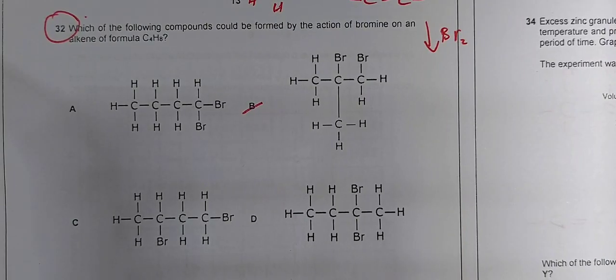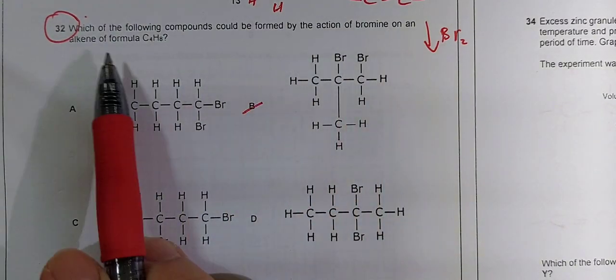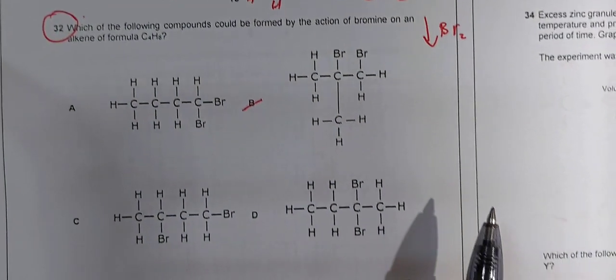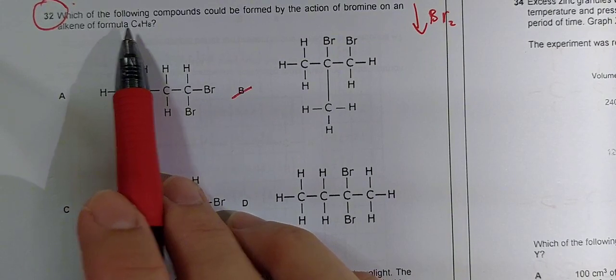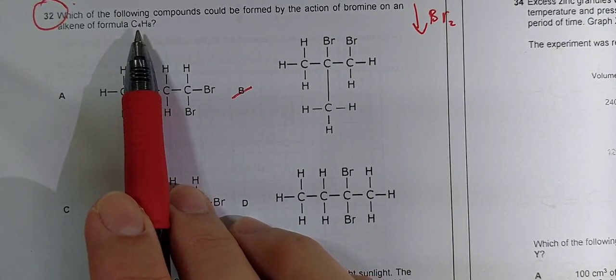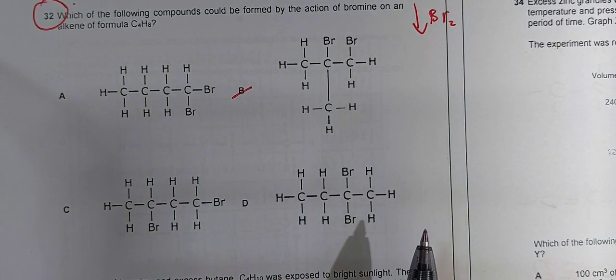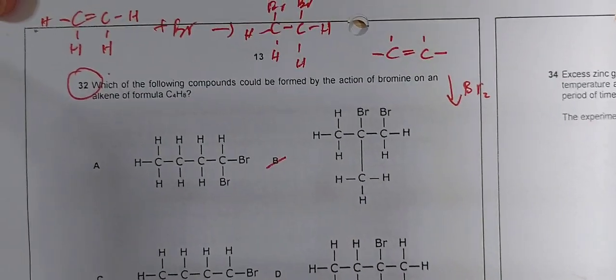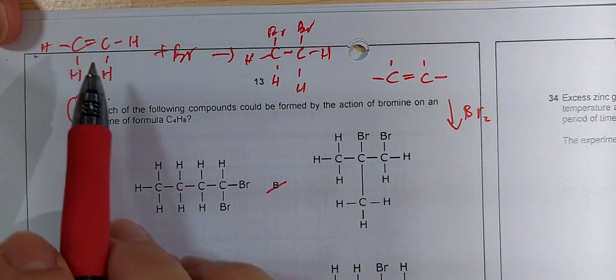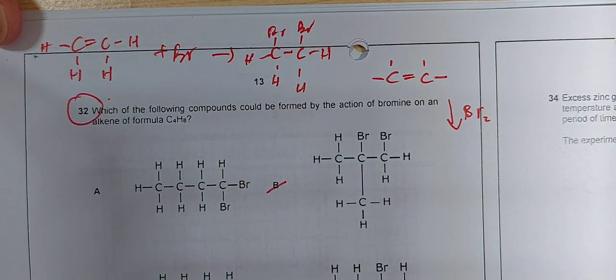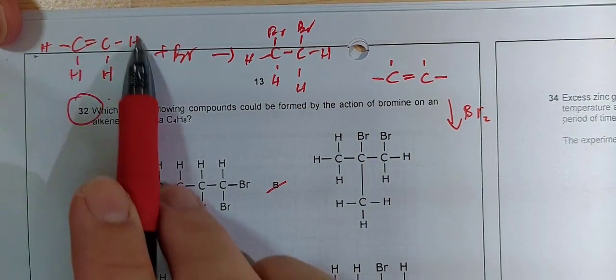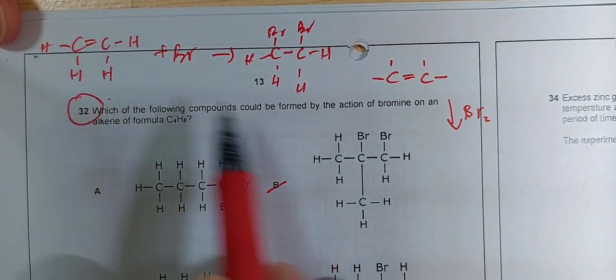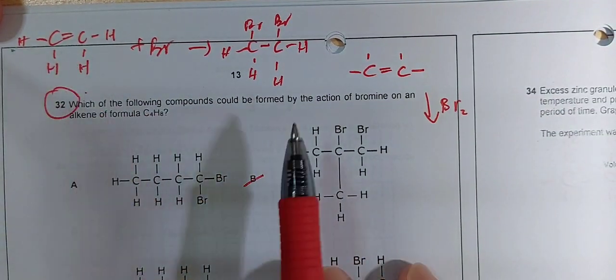Question 32. Which of the following compounds could be formed by the action of bromine on an alkene of the formula C4H10? So this is actually addition of bromine, or bromination. Now you need to know that when bromine is added to an alkene, the bromine atoms will be added to the two carbon atoms sharing the carbon-carbon double bond. So for example, this is ethene, right? So you add bromine to ethene.